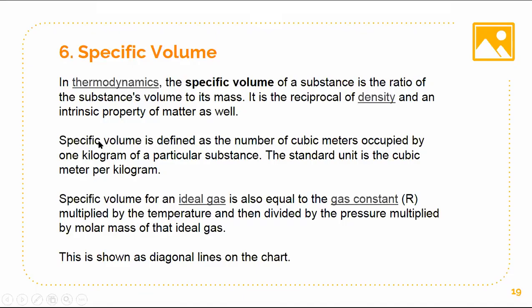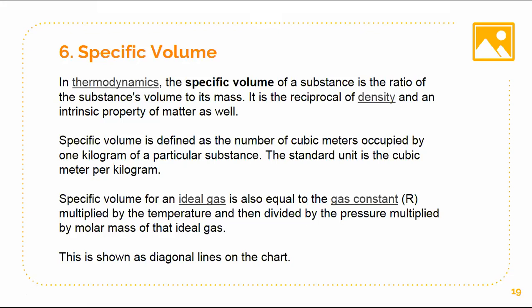Now, second to the last, we have the specific volume. You know this in thermodynamics. So specific volume of a substance is the ratio of the substance volume to its mass. So it's actually the reciprocal of density and an intrinsic property of matter. Intrinsic in the sense that it's not dependent on the amount of matter that we have. So it's not dependent whether you have a big substance or a small substance. Its specific volume or its density will still be constant.